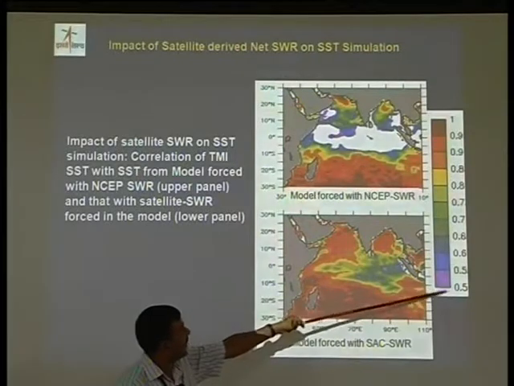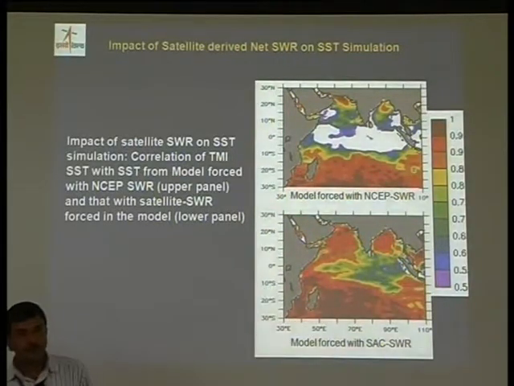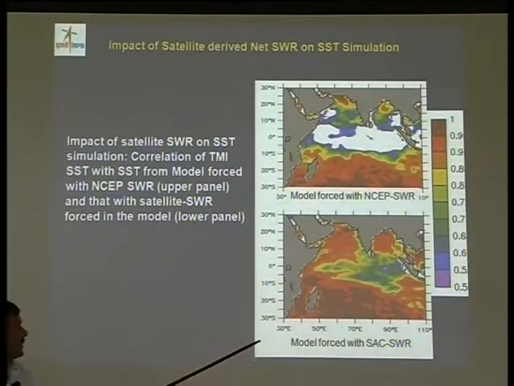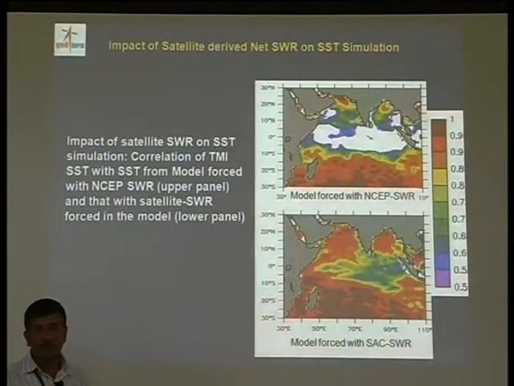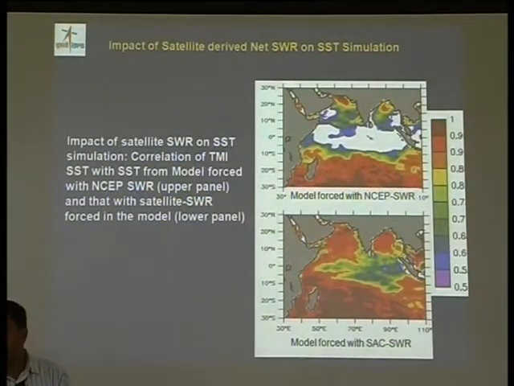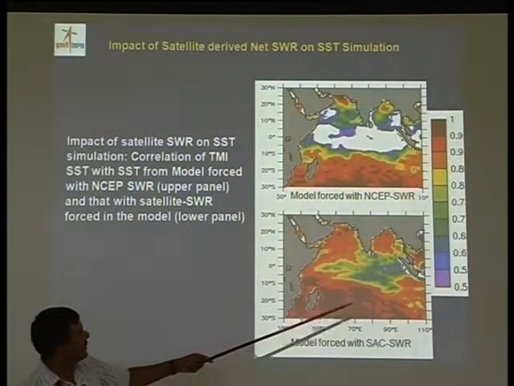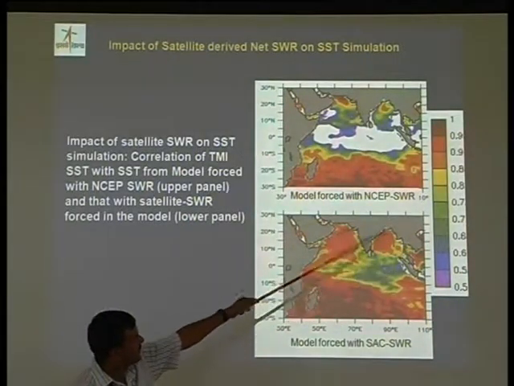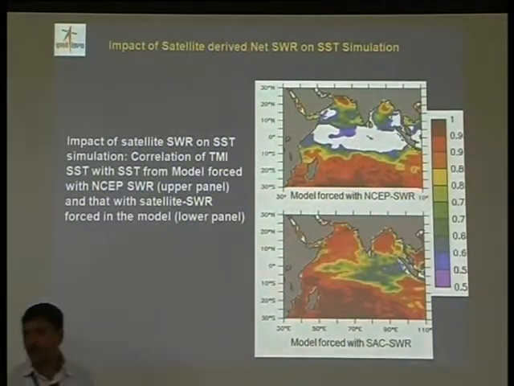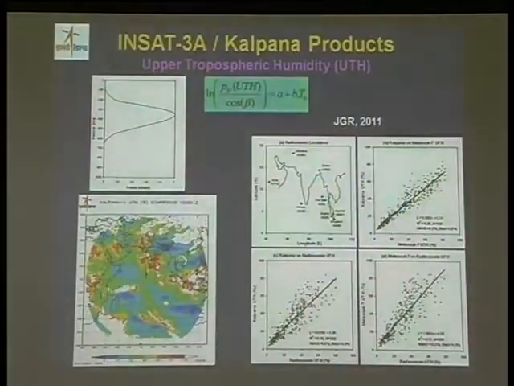Correlations were less than 0.5. And when they used this satellite derived short wave radiation in the ocean general circulation model, they found that the correlation improved. So SST simulation became better when you use the improved short wave radiation measurement from satellite. You can see that in most places this correlation is now more than 0.6, 0.7, and it has improved almost everywhere. So this is the importance of this satellite derived OLR and short wave product.